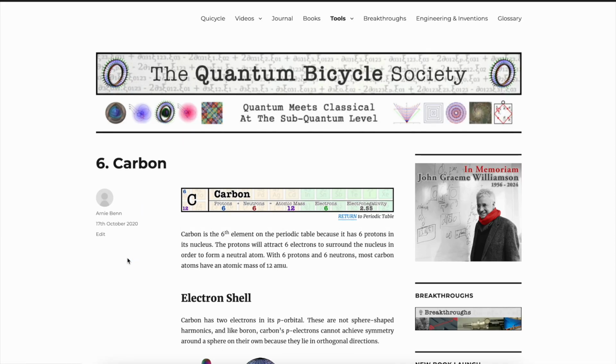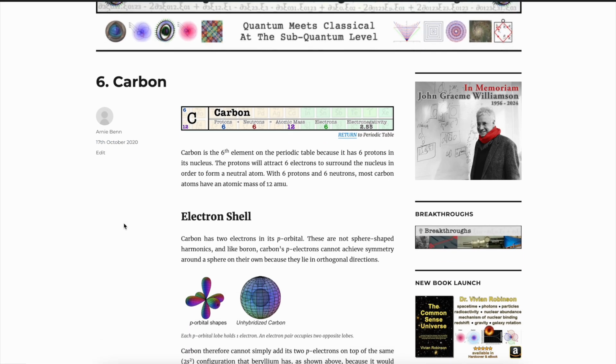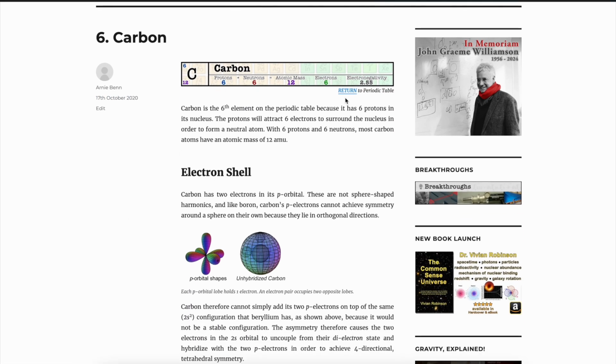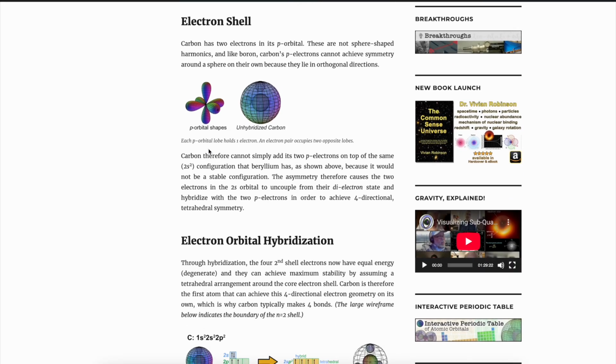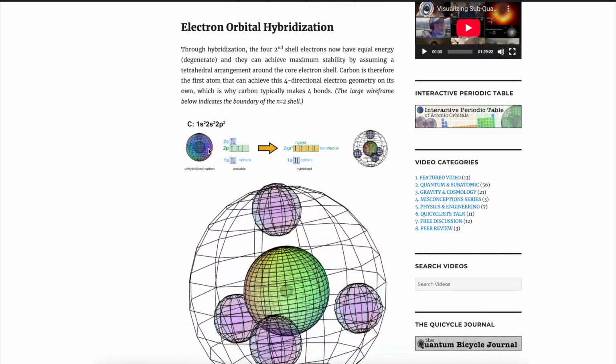Moving on to element number 6, which is carbon. Carbon has 6 protons, it therefore attracts 6 electrons, and it also has 6 neutrons, giving it a mass of 12 on average. Once again, we have now 2 electrons in the p orbital, and this diagram shows how that would be asymmetrical if we simply tried to put them into normal p orbitals. So carbon will also hybridize.